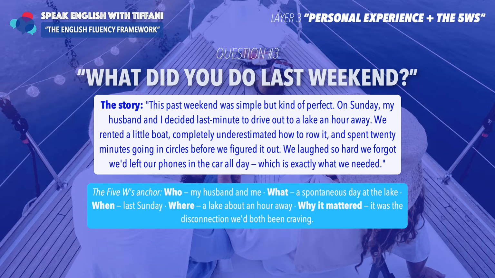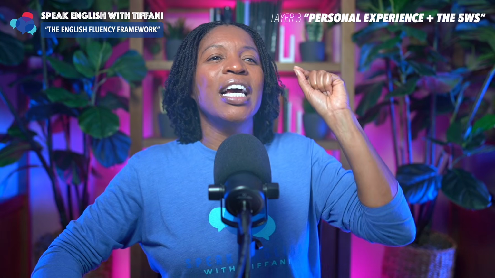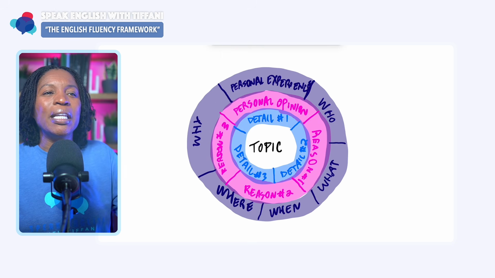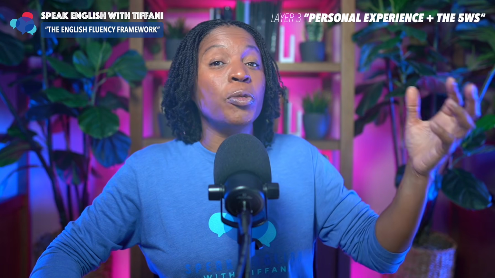Now let's check again those 5 W's to verify. Who? My husband and me. What? A spontaneous day at the lake. When? Last Sunday. Where? A lake about an hour away. Why it mattered? It was the disconnection we'd both been craving. You see how we used layer 3 of our fluency framework and it simply works. This is why native speakers can speak fluently. They're following the fluency framework and it just works.